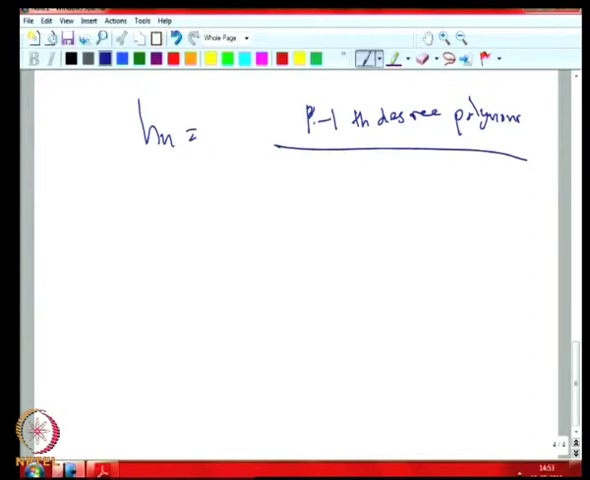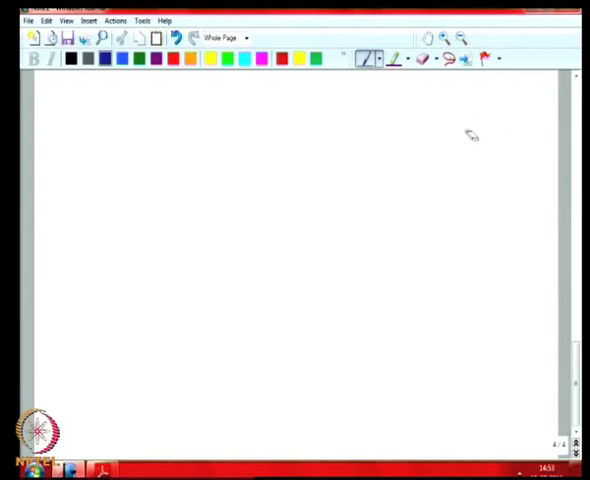Now, let us consider the general term where the degree of the polynomial representing the general term is p, right. That means, Hn equals ap into n raised to p plus lower degree terms down to a0, right.